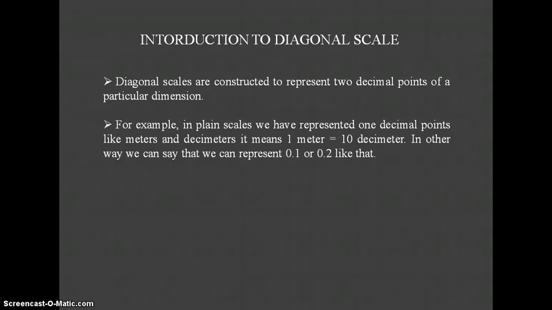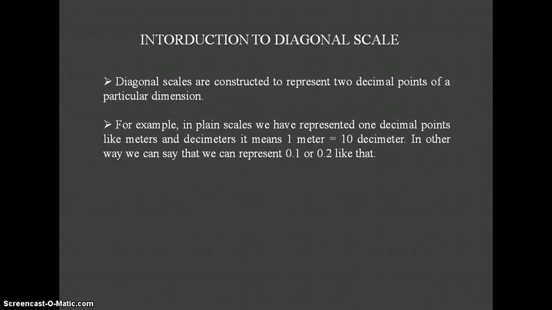So 1.1 meters means 1 meter 1 decimeter. Similarly 1.1 centimeters means 1 centimeter 1 millimeter. Like that, one decimal point we can represent. That means one main unit and one sub unit we can represent in plane scale. Whereas in diagonal scales we can represent two decimal points, meaning 1 meter 1 decimeter 1 centimeter, like that.